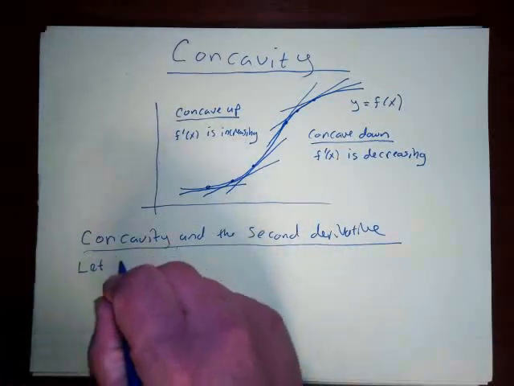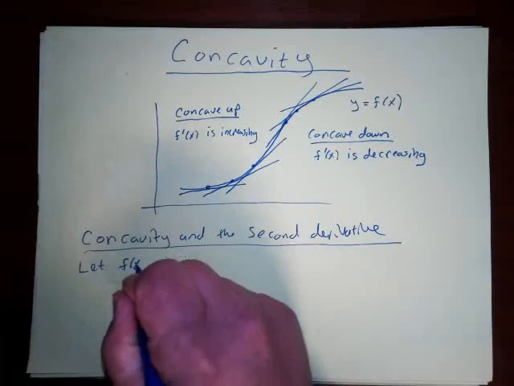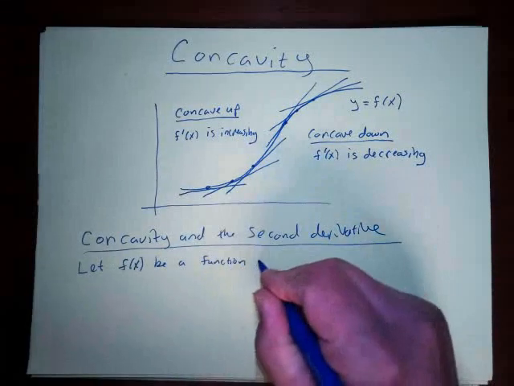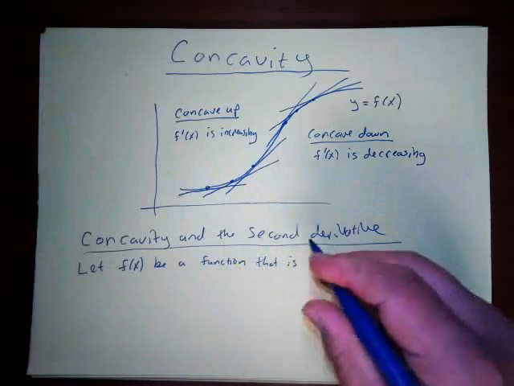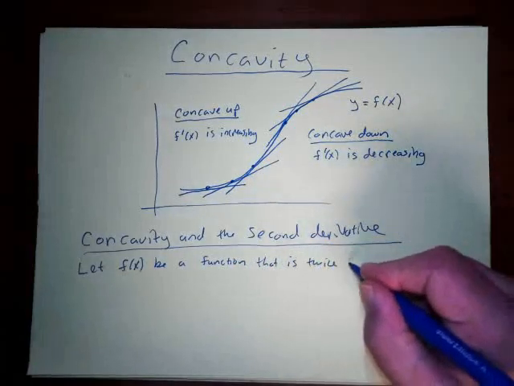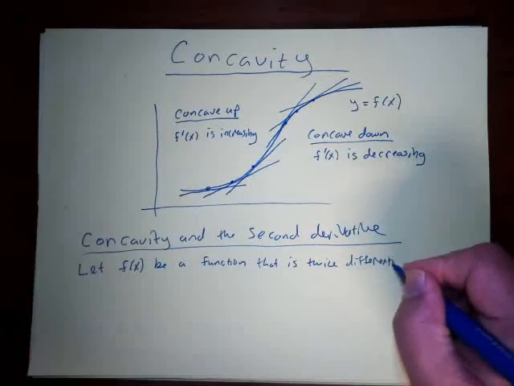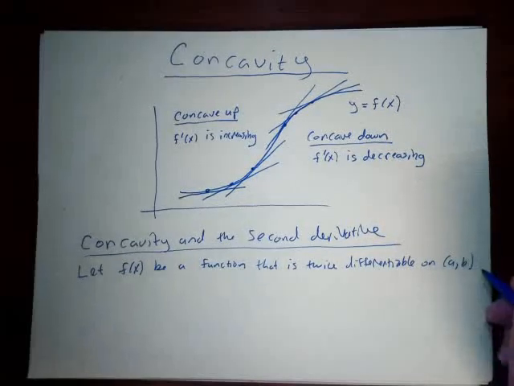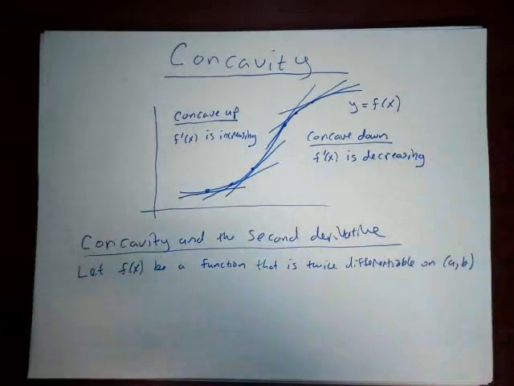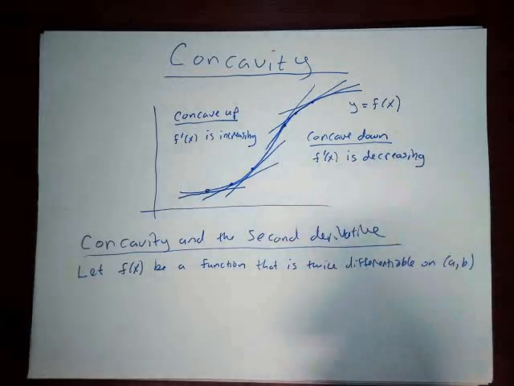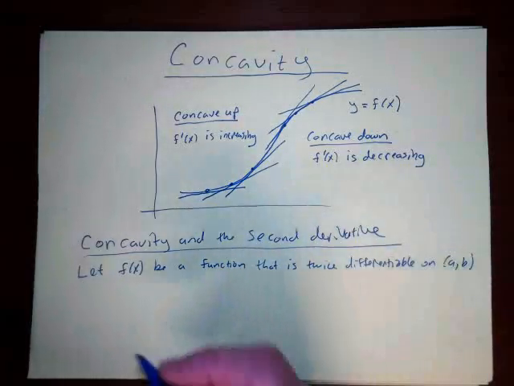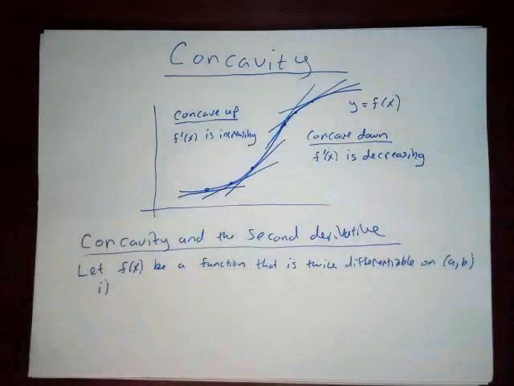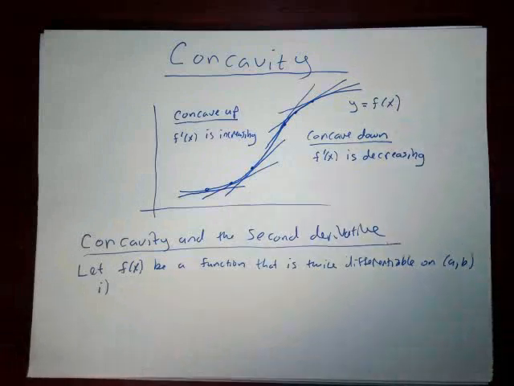So what I'm going to say here is let f of x be a function that is twice differentiable on some interval (a, b). Twice differentiable means the first derivative and the second derivative exist. So let f of x be a function that's twice differentiable. And we've got these two cases. I just want to look at them here to see how it phrases it.